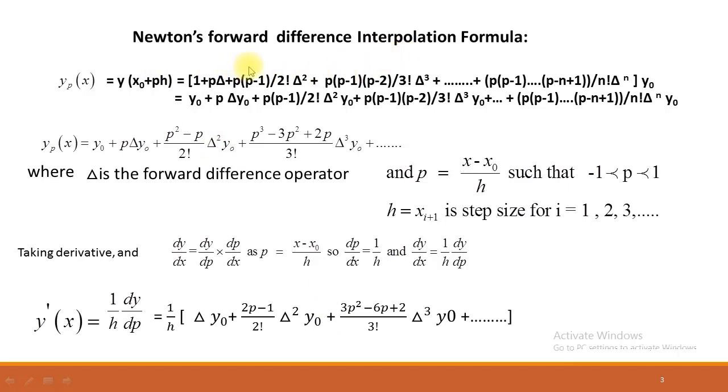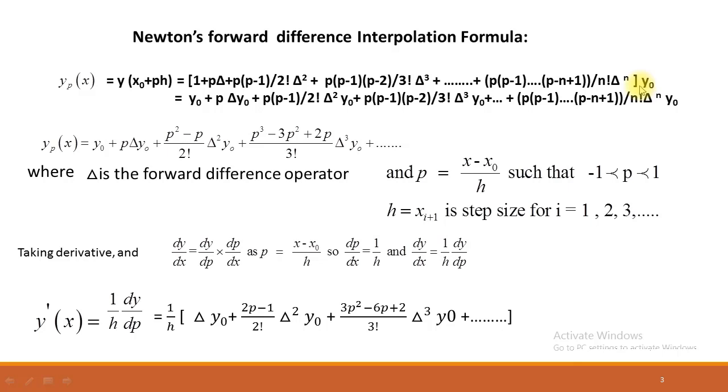The Newton forward difference interpolation formula is given by this expression: yp of x is equal to y of x0 plus p delta, which is equal to 1 plus p delta plus p into p minus 1 whole divided by 2 factorial delta square plus p into p minus 1 into p minus 2 divided by 3 factorial delta cube plus and so on, p into p minus 1 into p minus 2 into p minus 3 and so on into p minus n plus 1 whole divided by n factorial delta power n into y0.